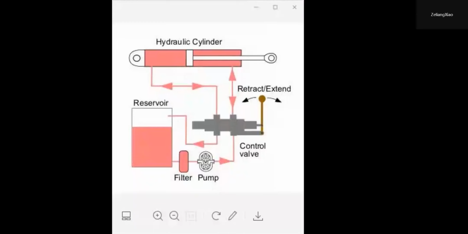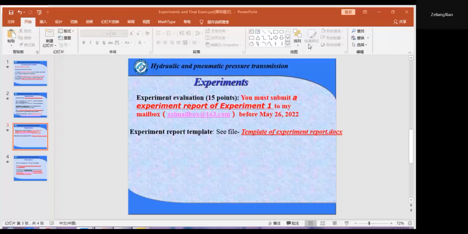Okay, in the next 2 weeks we will have class and the instruction video. Then I will share, and then the experiment evaluation, sometimes for 15 points.